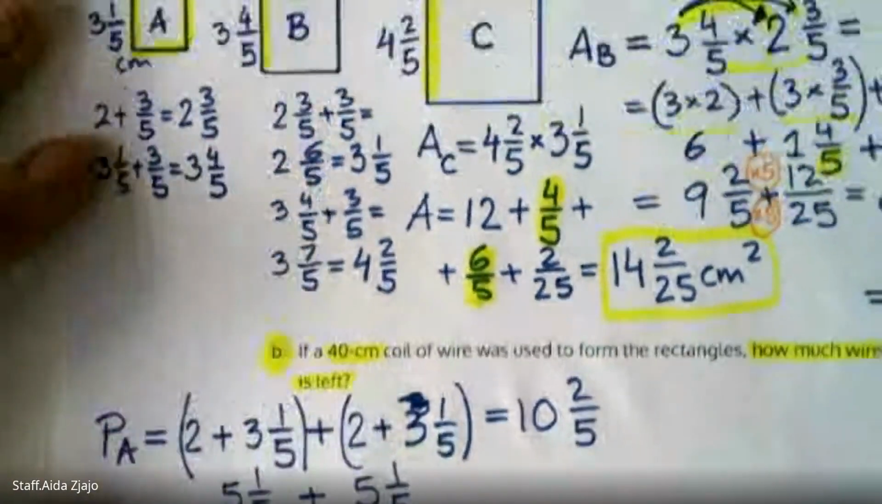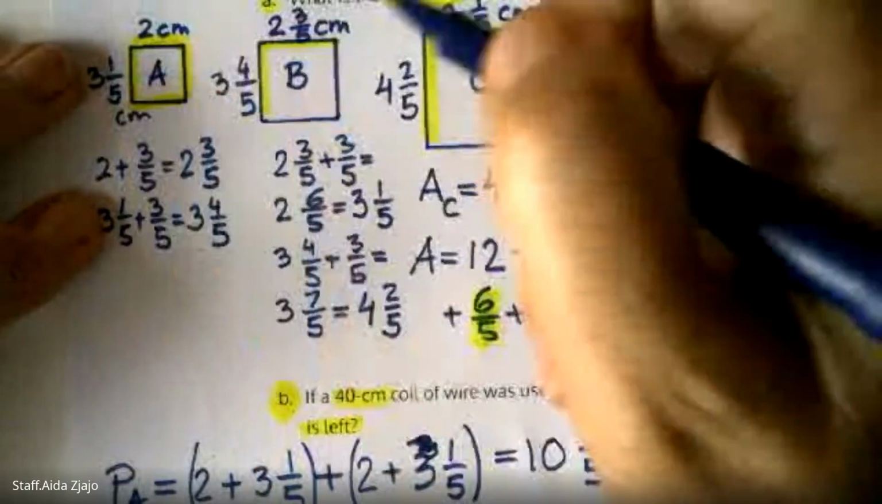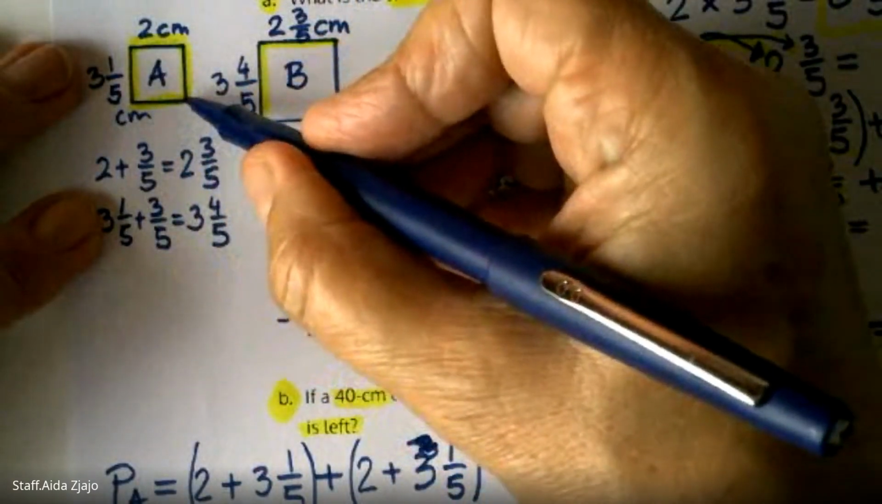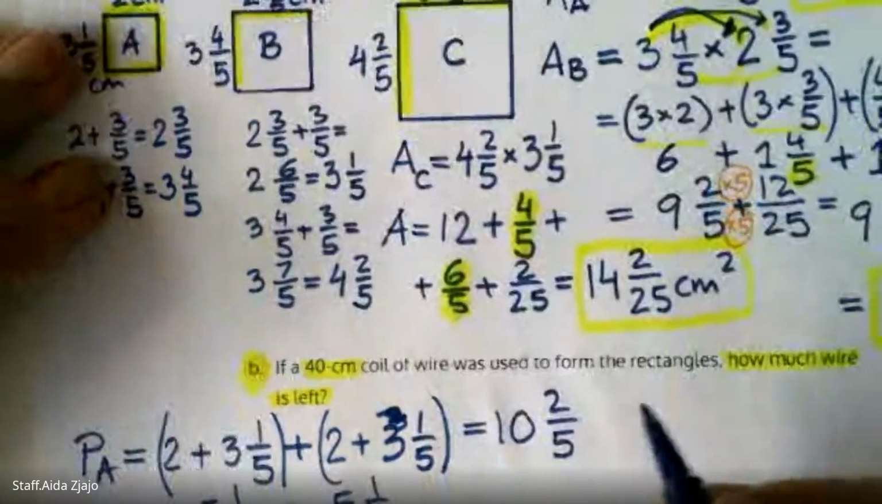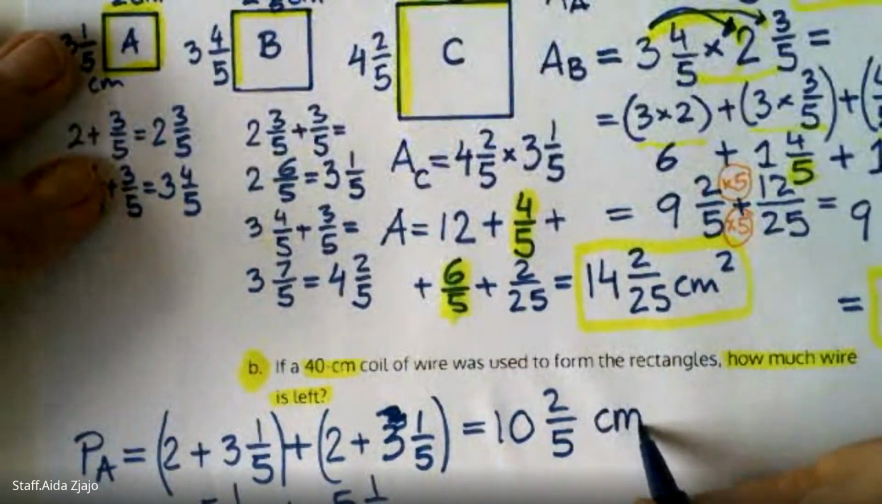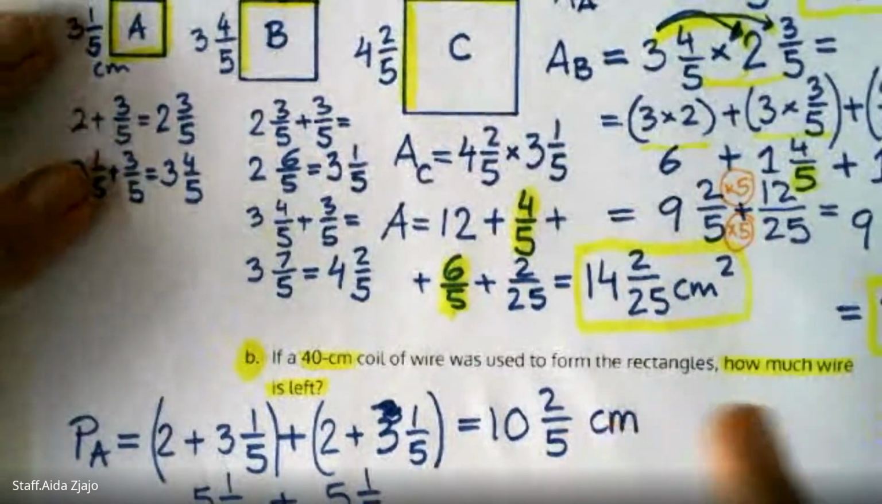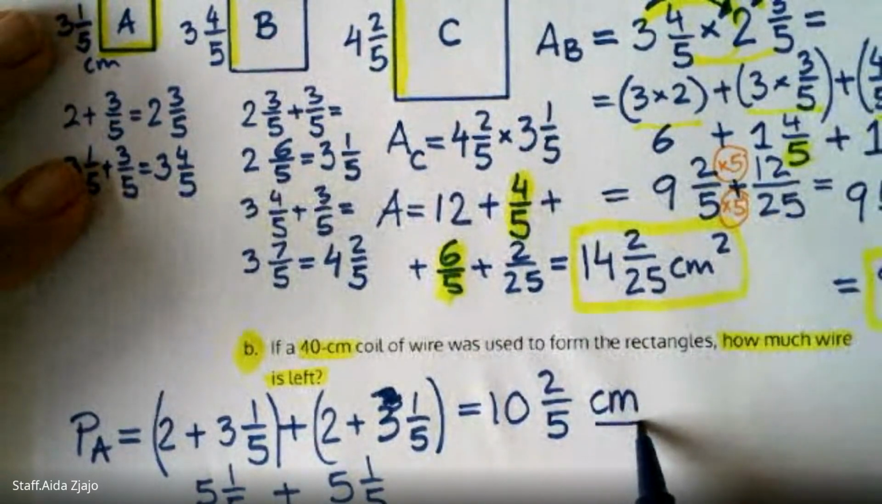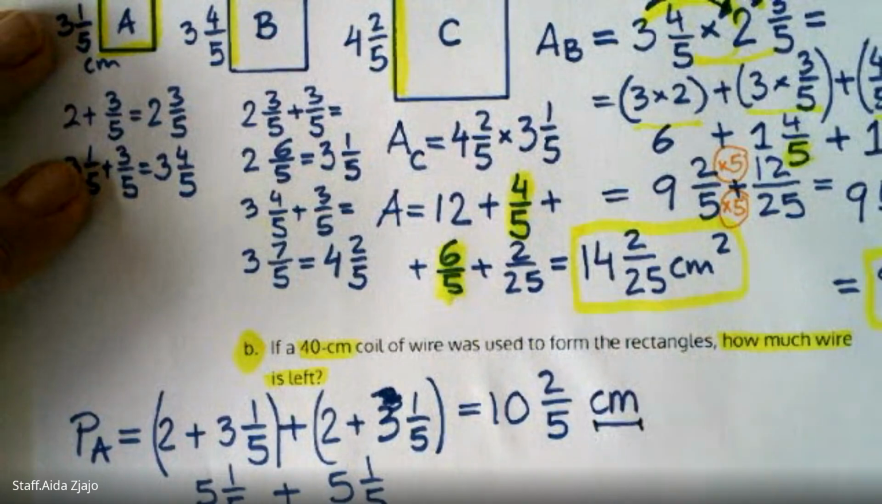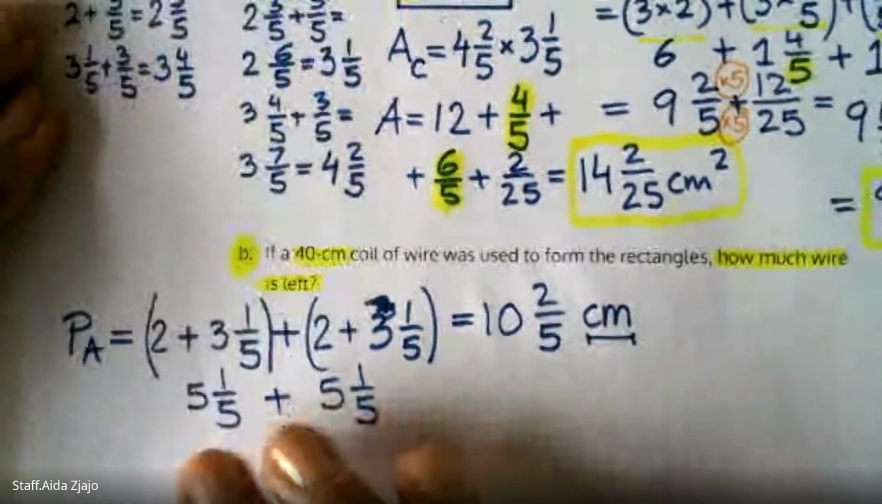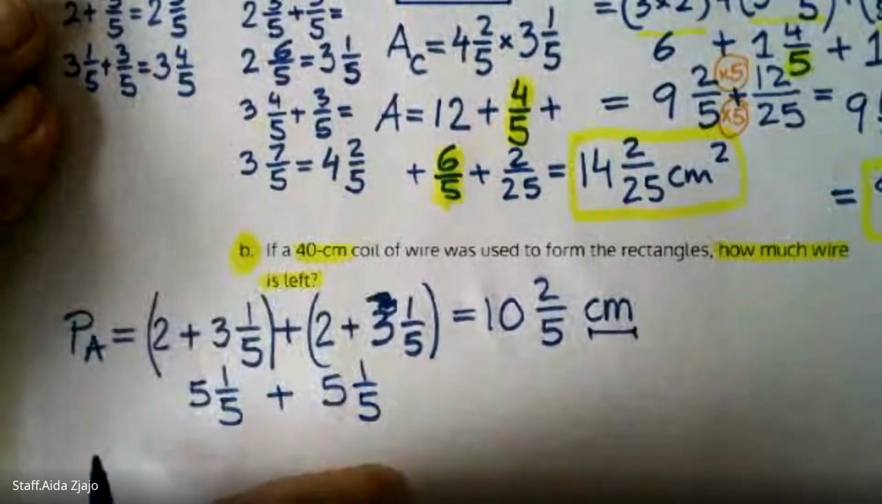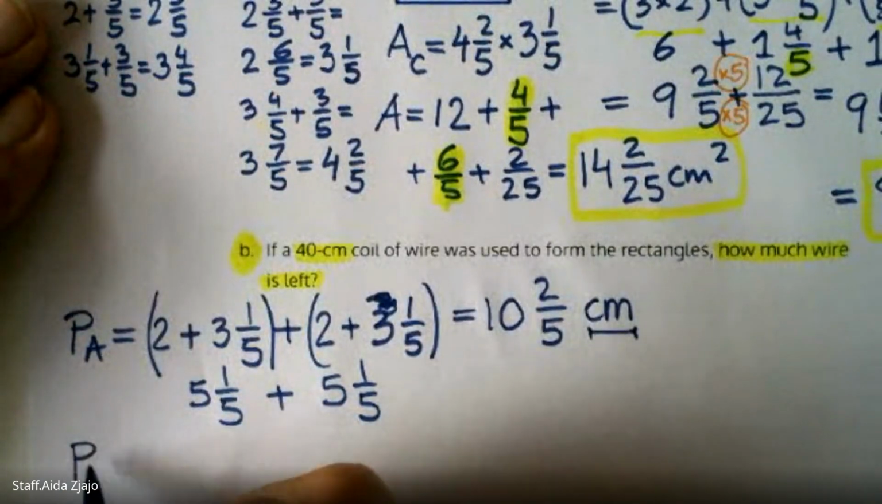But because we're talking about perimeter, we're talking centimeters around, so it's only cm, it's not a square, it's a centimeter. So we are calculating this centimeters length. So that's perimeter A. So now let's do perimeter B.